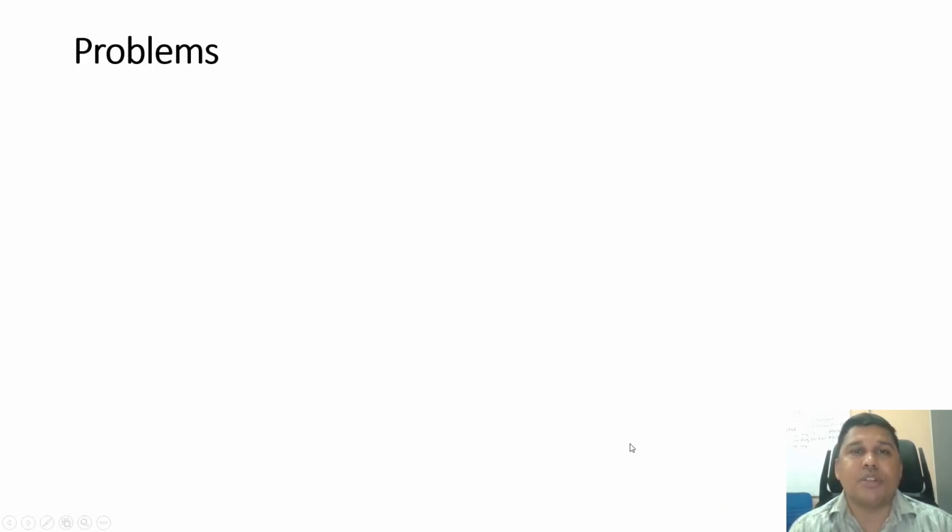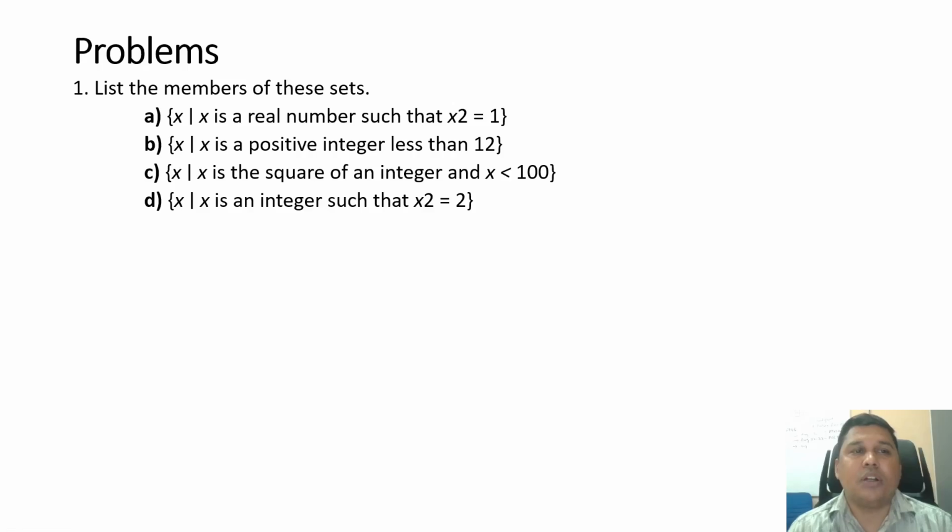Let's see a few problems on what we have learned till now. Represent the given set builder notation in set form, using the roster method. See the example here, maybe you can take C: x is a square of an integer and x less than 100.